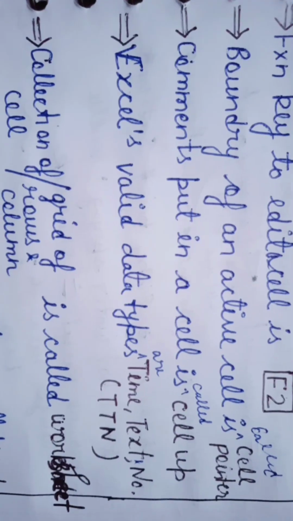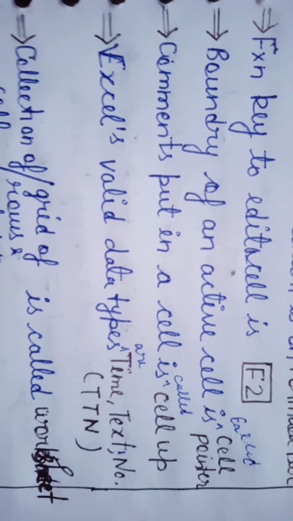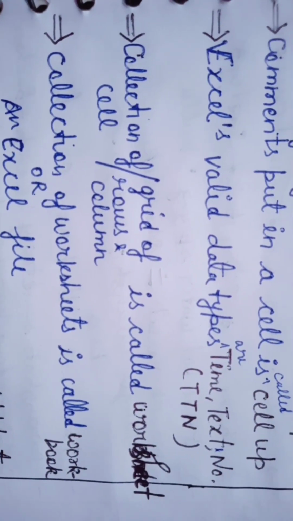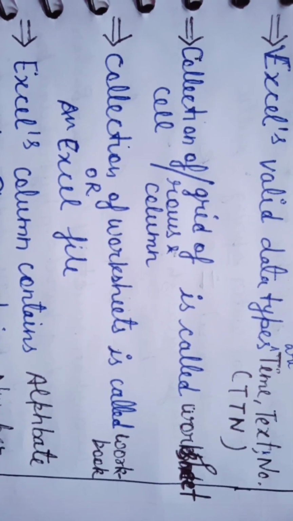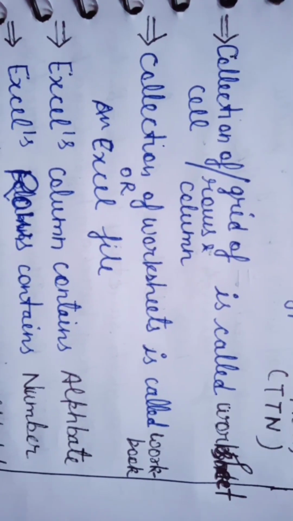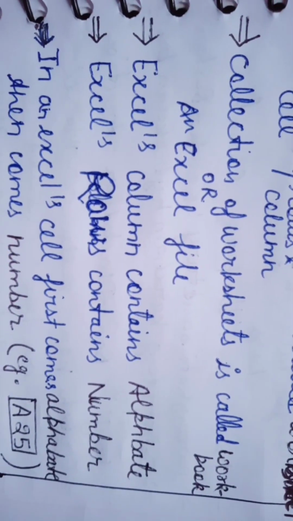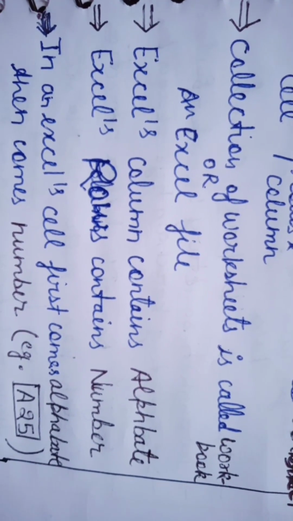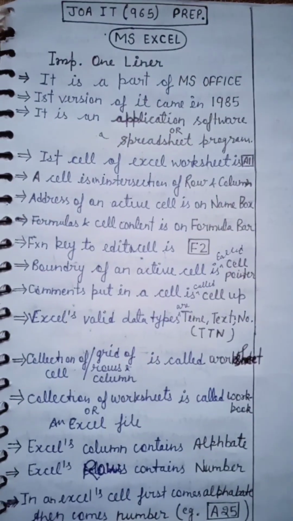Next, a collection of cells or grid of rows and columns is called a worksheet. Next, a collection of worksheets in an Excel file is called a workbook. Next, Excel's columns contain alphabets. Next, Excel's rows contain numbers. In an Excel cell, first come alphabets, then come numbers. For example, A25. Next, further we will cover in the next video.